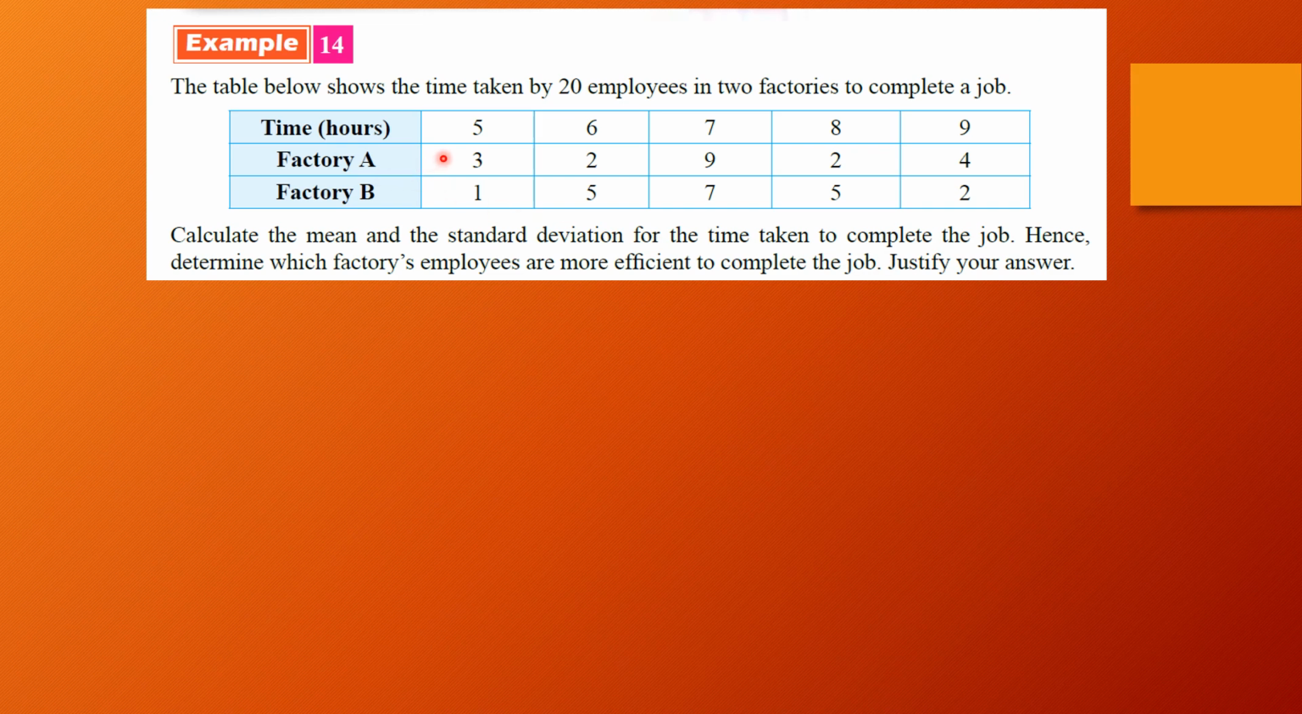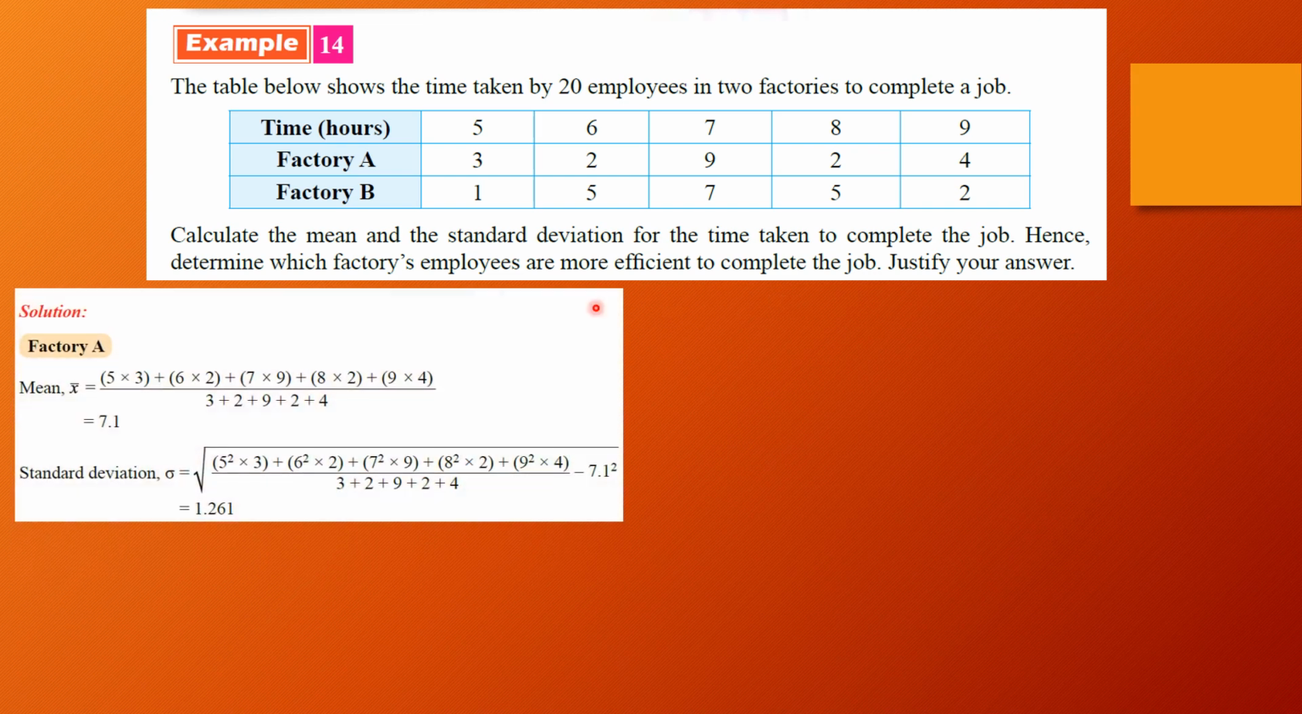So you want to find which factory is more efficient. We have to compare the standard deviation. So before we find standard deviation, the first step is to find the mean. So how to find the mean of factory A? Okay, factory A, you want to find the mean.